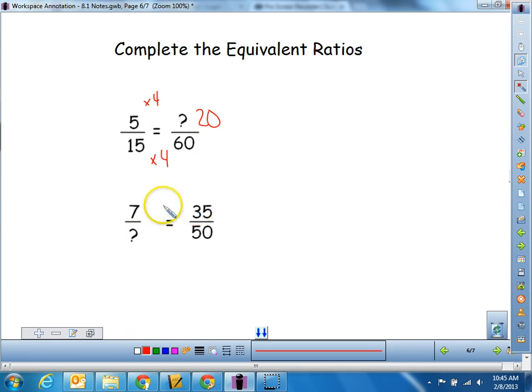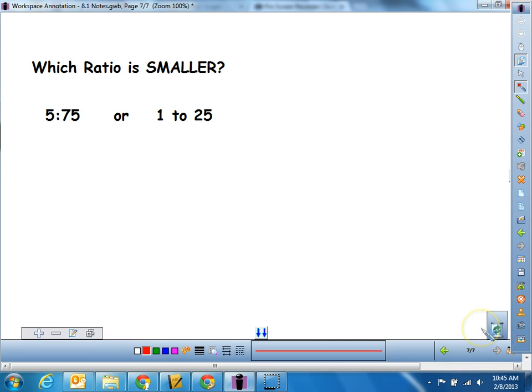Same with here. How do you get from 7 to 35? You multiplied times 5. So what times 5 equals 50? Or you can always turn it around and go 50 divided by 5 equals, and you would find out that the answer should be 10. Good job. And then which ratio is smaller?